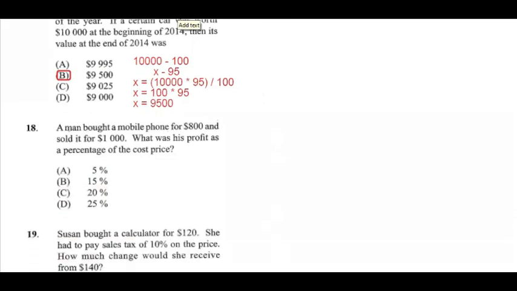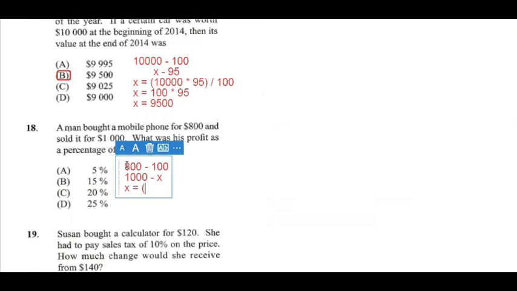18. A man bought a mobile phone for $800 and sold it for $1,000. What was his profit as a percentage of the cost price? So he bought a phone for $800 and sold it for $1,000. So 800 he bought it, so that is 100%, the initial cost. He sold it for 1,000, so we're trying to find what is this new percentage, and hence his profit as a percentage, so that is x.